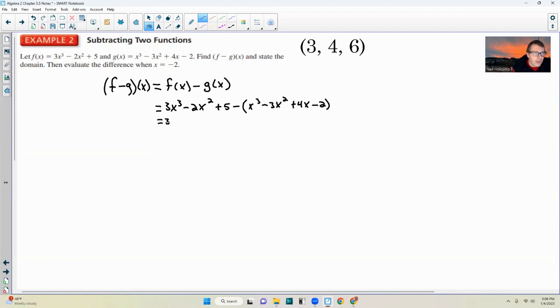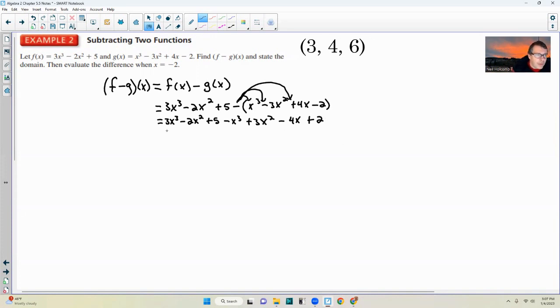This is now going to become 3x cubed minus 2x squared plus 5. And then I'm going to distribute this negative 1. So it's going to be minus x cubed. Distribute this negative. A negative times a negative is positive 3x squared. A negative times a positive, now that one's negative. It's not the 5, it's the 1. So the sign just changes. Negative times a positive is negative 4x. And a negative times a negative is positive 2.